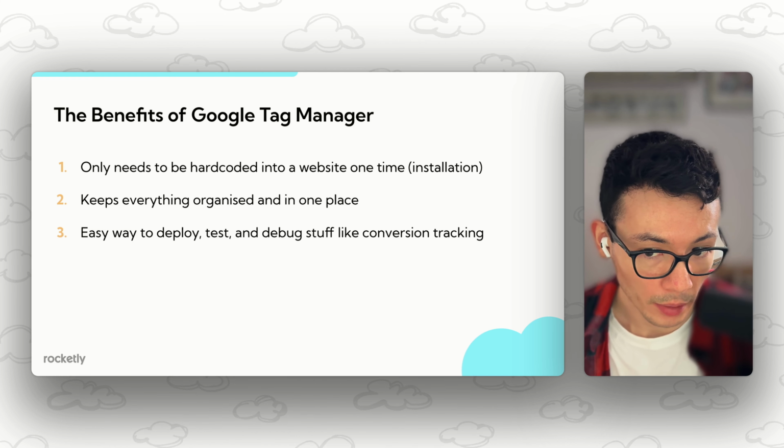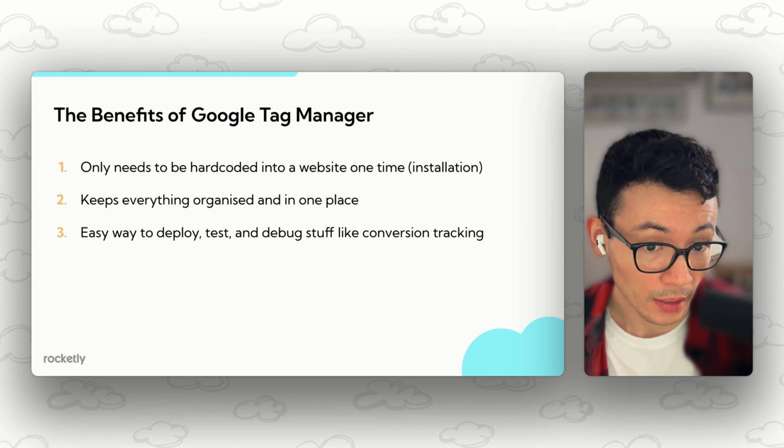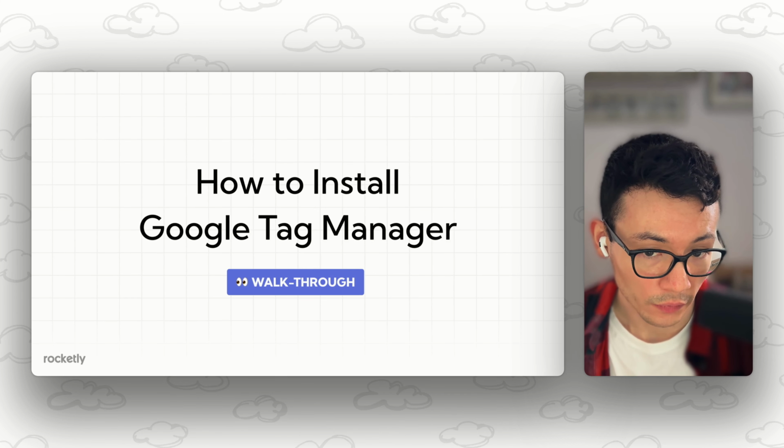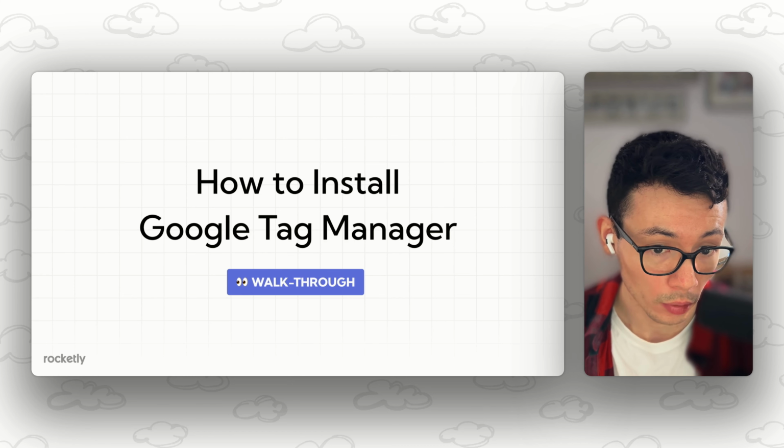And then finally, another benefit of Google Tag Manager is there's an easy way to deploy, test, and debug stuff like conversion tracking. So when you do deploy conversion tracking tags inside of Google Tag Manager, there's a way to debug it and test it to ensure that it actually works before you push it live, which we will go through in this course. Okay, so first things first, let's see how you can actually install Google Tag Manager on your website, and we'll do a walkthrough of that right now.